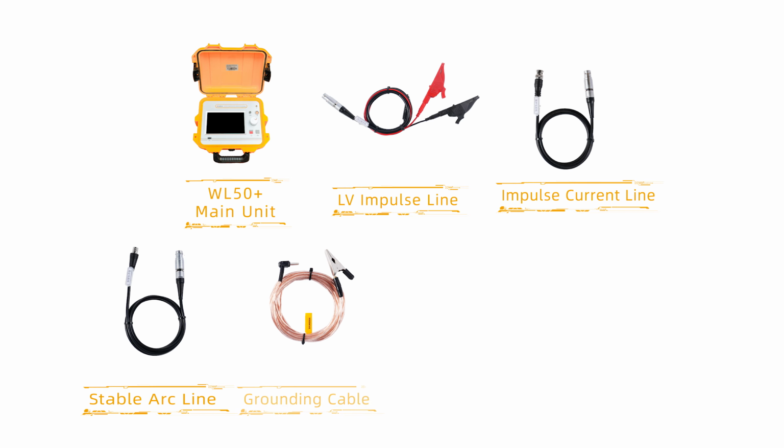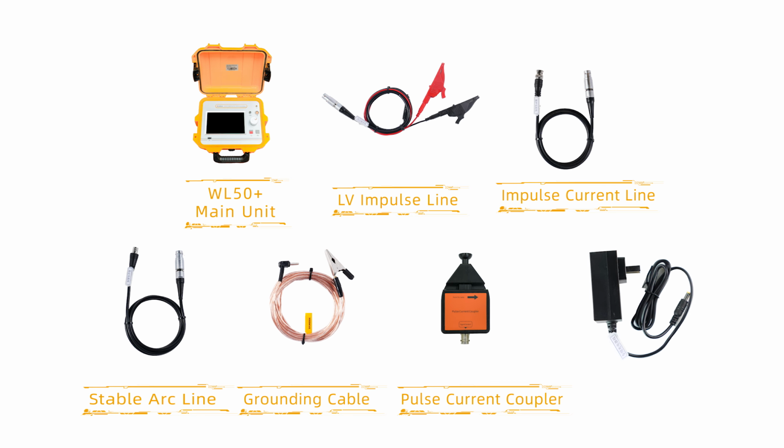WL50 main unit. LV impulse line. Impulse current line. Stable arc line. Grounding cable. Pulse current coupler. Charger.